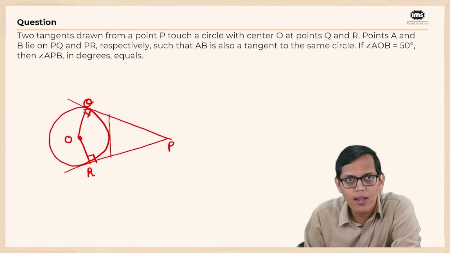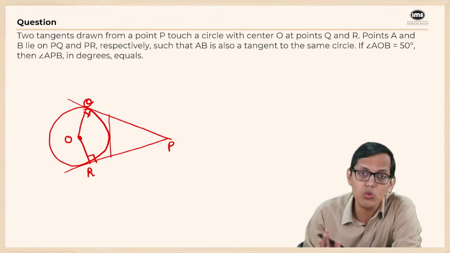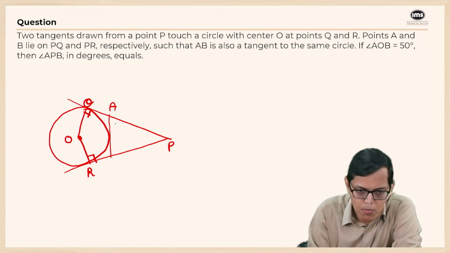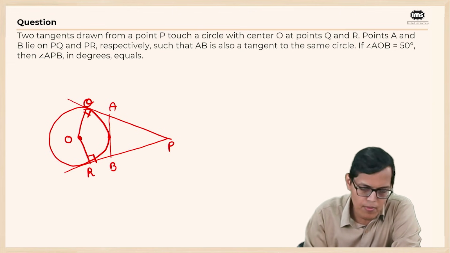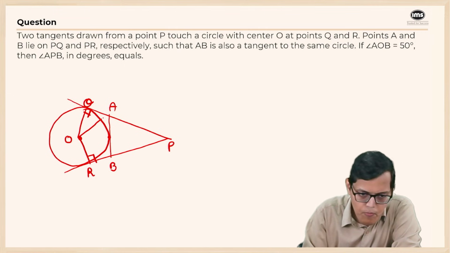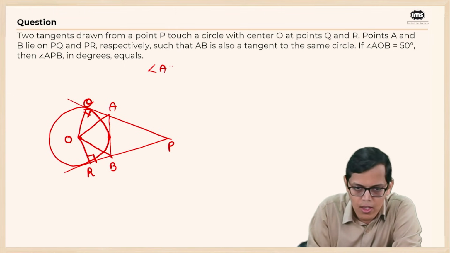Points A and B lie on PQ and PR respectively, such that AB is also tangent to the same circle. So this can be A and B. As you can see, it touches the circle, hence AB can be called a tangent. Lastly, we have the measurement of angle AOB as well. Angle AOB is 50 degrees.